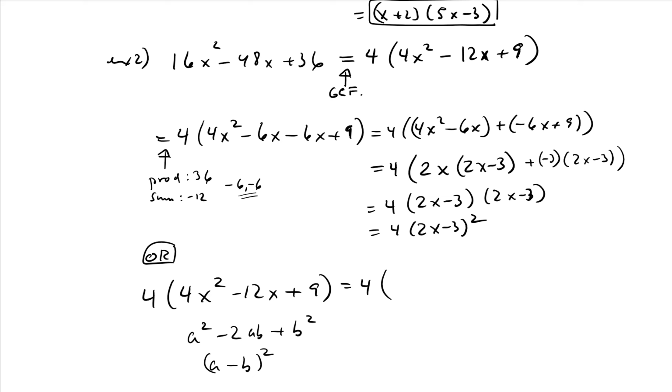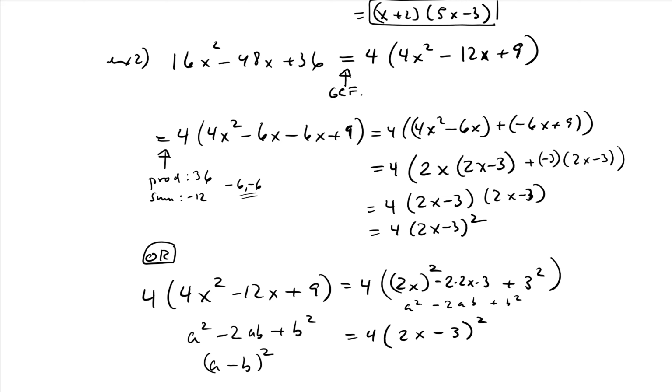4x squared is, if it's a squared, it means that a is 2x, right? 2x squared. 9 is 3 squared. So if that's a perfect square, this should be 2 times 2x times 3. Let's check. 2 times 2x times 3 is indeed 12x. So actually there's a minus sign here. So you see this is really a squared minus 2ab plus b squared. So it's going to factor as a minus b squared. So a being 2x, b being 3, squared. And I'm done. See, it's a bit faster.